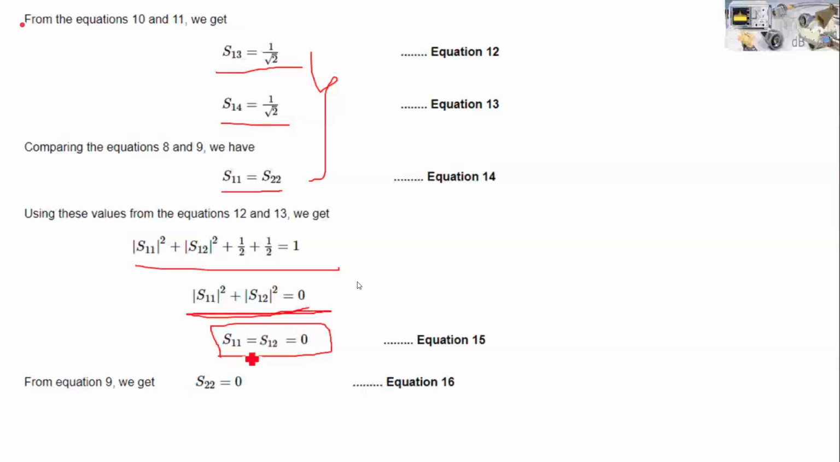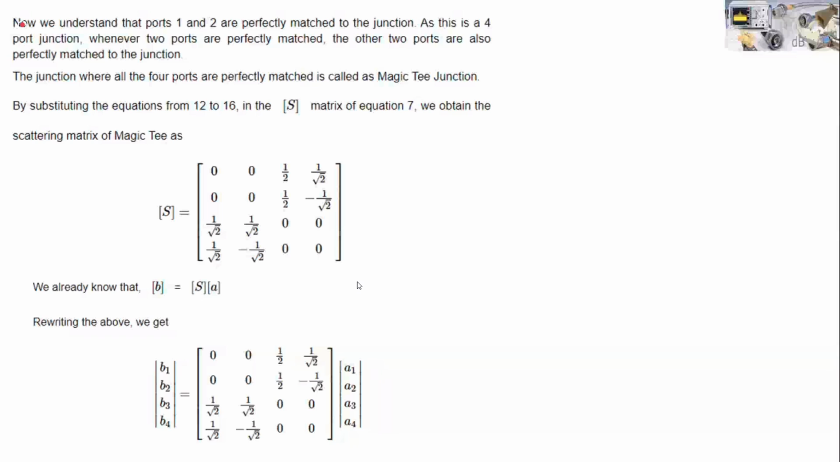You know that S11 is also equal to S22. So now you get S11 is equal to S22 is equal to S12 is equal to 0. So we have S12 0, S11 0, S22 0, S13 1 by root 2, S14 1 by root 2. Corresponding to this, now we have to define the matrix. Just put whatever values you have found for the S parameters here: 0, 0, 1 by root 2, 1 by root 2, and correspondingly 0, 0, 1 by root 2, minus 1 by root 2. This is also very important.